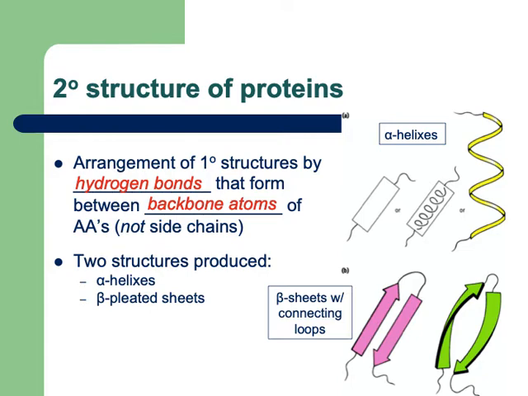But ultimately, the secondary structure that a chain forms is determined by the primary structure of the chain. So remember, our DNA sequence transcribes into a messenger RNA sequence, which translates into an amino acid sequence, which forms our primary protein structure. And the primary protein structure then dictates what the secondary structure will be.